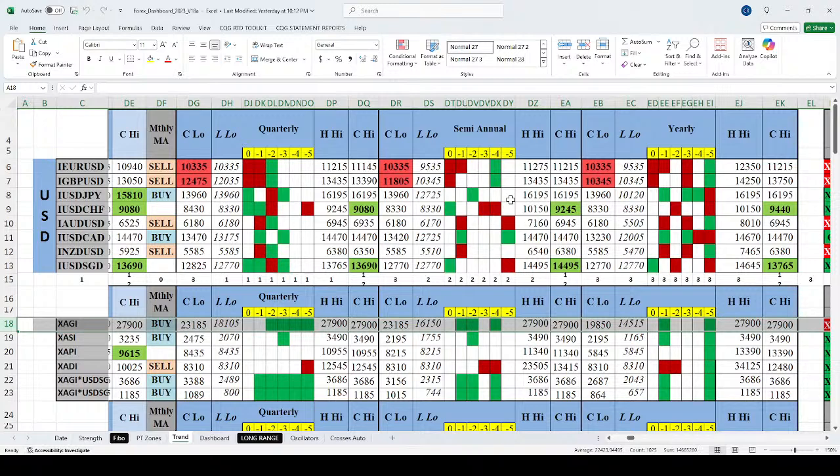Also, on the left and right, it will tell you the boundary levels, the critical lows. So for this year, for gold, the highest we have seen is 2790, and the lowest we have seen is 2318, which is for the 6 months. So it will give you the extreme levels for you to have a guidance.